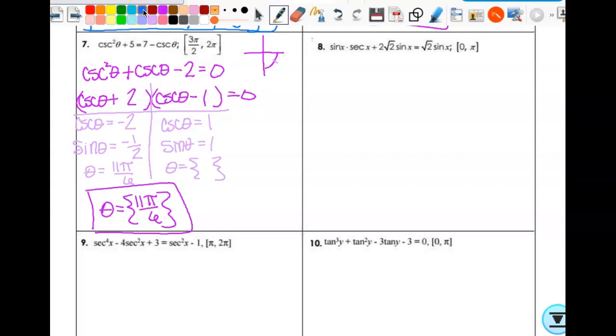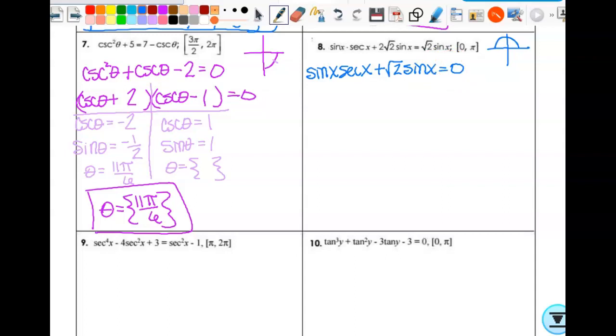All right. Number 8. We're going from 0 to pi. So I have sine x times secant x plus 2 square root of 2 sine x equals square root of 2 sine x. If you have two different trig functions, like we have a sine and a secant or whatever they are, if there's more than one, it's going to be a factoring for sure. So I want to set it equal to 0. So I'm going to move this over to the left. So this is going to give me sine x times secant x. And then I have a positive 2 square roots of 2 of sine x. And then I'm going to subtract square root of 2 sine x. So that just leaves me with square root of 2 sine x equals 0.